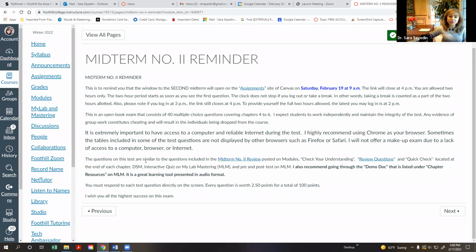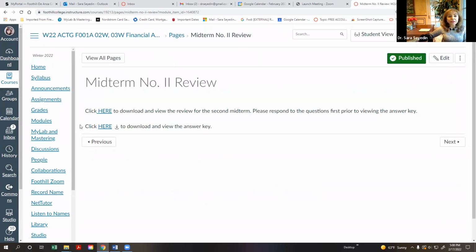Then you will see a live link in there that says midterm number 2 review. It says the questions on this test are similar to the questions included in the midterm number 2 review. I'm going to click on it, and you will see 2 links. The first one is the review itself, and the second one is the answer key to the review.